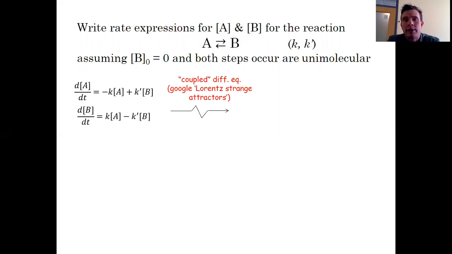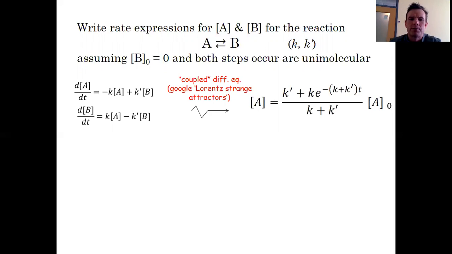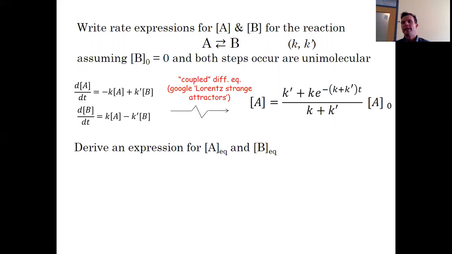But under certain sets of conditions, we can solve it, and this is one of those. If I solve these differential rate expressions, I get something which looks like this. So this is telling me how the concentration of A depends on time. Now, I can take this and derive expressions for A and B at equilibrium. How might I do that?